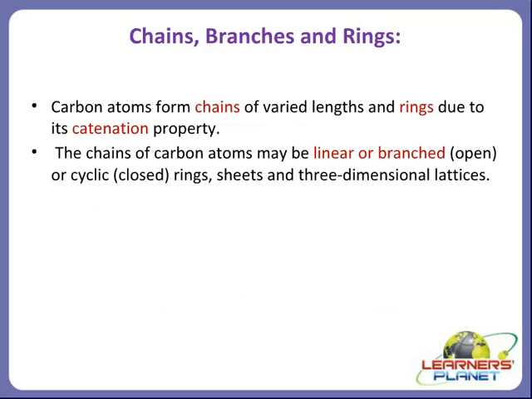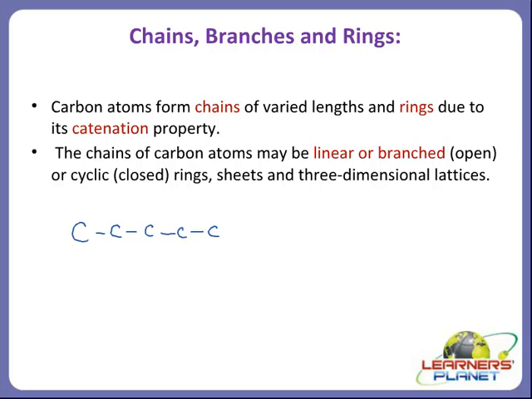Now likewise your carbon forms chains and branches and also sheets. Carbon atoms form chains of varied lengths and rings due to its catenation property. So I've told you students, what is the catenation property? It is the self-linking property of an element. That is why your carbon is forming long chains like this, C, C, C.